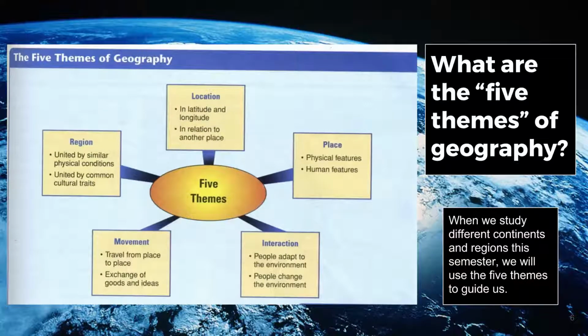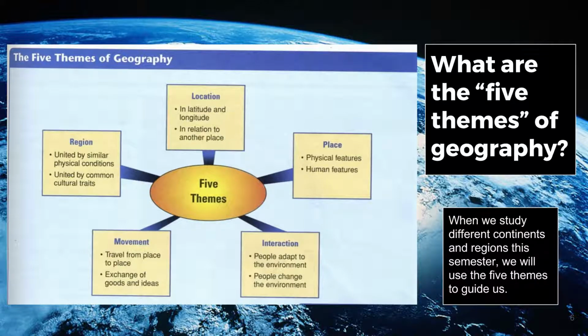Place. What is place? Place basically describes what it's like there. So it helps to answer the question, what is it like there? And when we talk about what a place is like, we talk about the physical features that place has, and we talk about the human features that place has. So we talk about the physical geography of that place, and we talk about the human geography of that place.